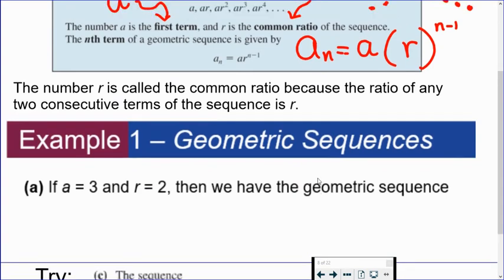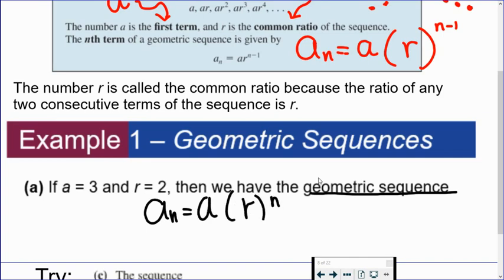So let's apply this formula. In this case, I'm going to write the geometric sequence to the nth power. I'm going to start by saying that the first number of the sequence is 3. The ratio is 2. And you want to make sure that you use parentheses here in case you have a negative number, which we're going to talk about in a few minutes.